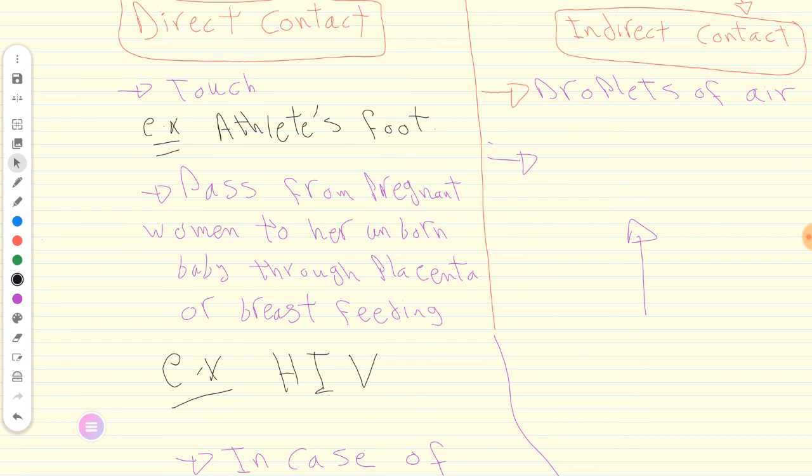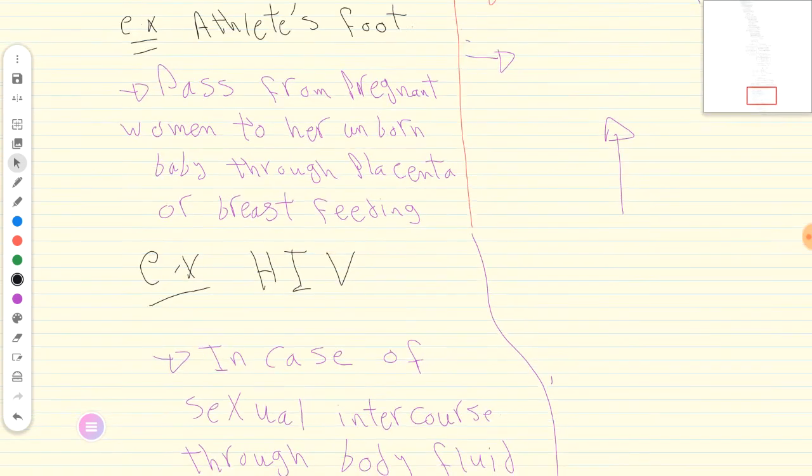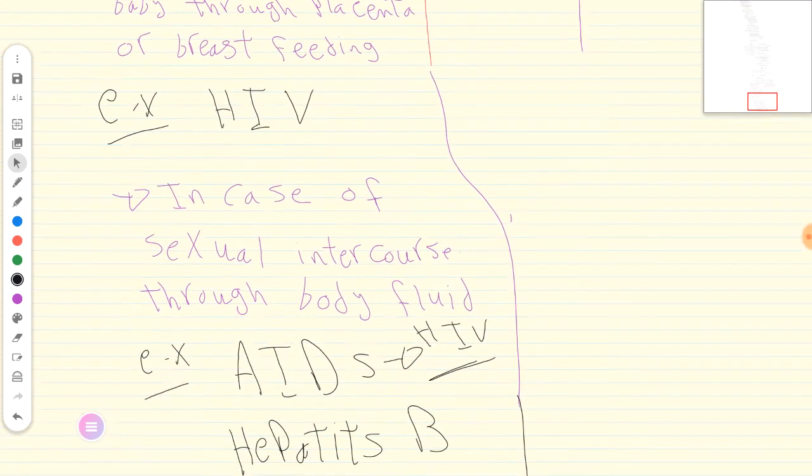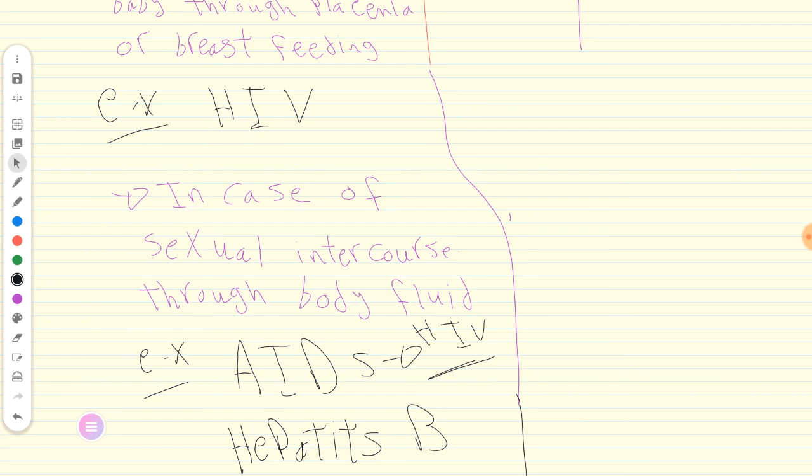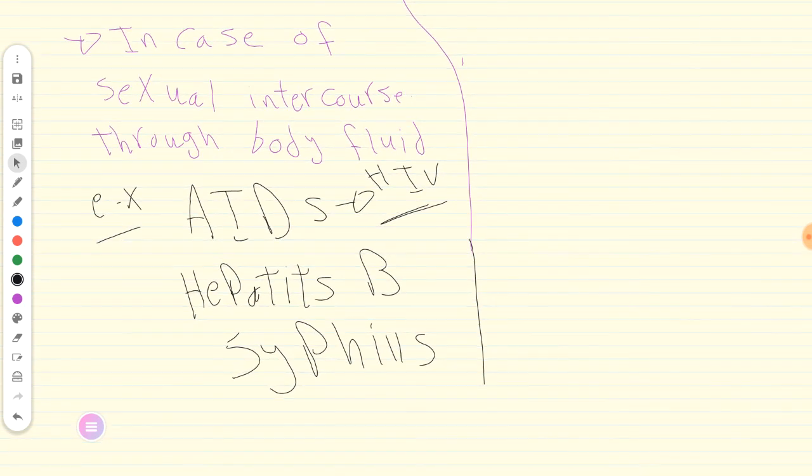The second method of direct contact is when the disease passes from a pregnant woman to her unborn baby, maybe through the placenta or breastfeeding, like HIV. Or the disease passes through body fluids in case of sexual intercourse, like AIDS, hepatitis B, and syphilis. So in the next video, inshallah, we will talk about indirect contact.